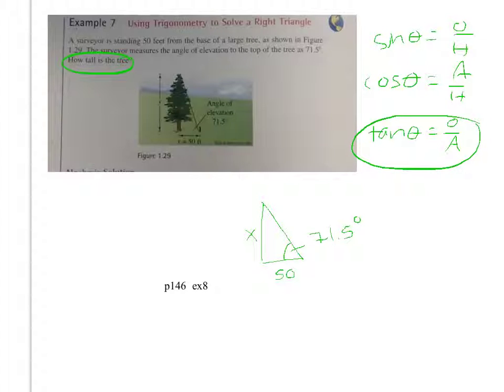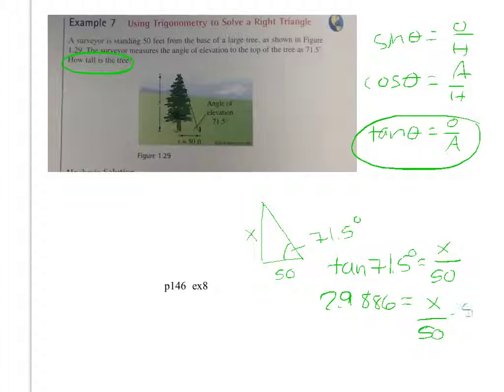So now I set it up. I fill in what I know. I know my angle is 71.5, so this is going to be the tangent of 71.5 degrees equals the opposite, which is x in this case, over the adjacent, which is 50 in this case. And now it's time just to solve for x. Make sure your calculator is in degrees. So I'm finding the tangent of 71.5 degrees. I've got 2.9886 and so on. By the way, I'm leaving that on my calculator because now as I multiply by 50, I want to take the original thing times 50, not my rounded thing. So I take that times 50 and I get 149.43 feet. So I'm expecting this tree to be right around 150 feet tall.